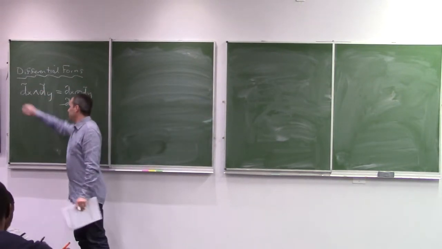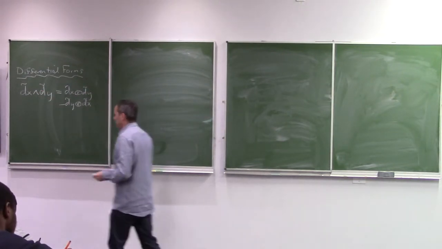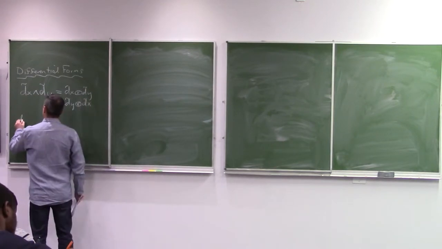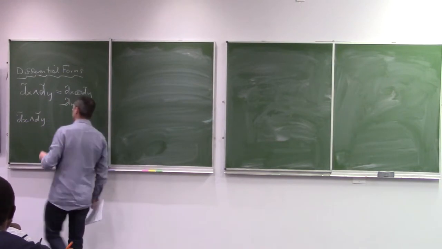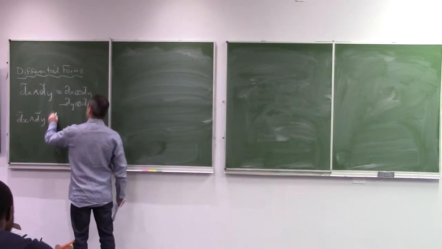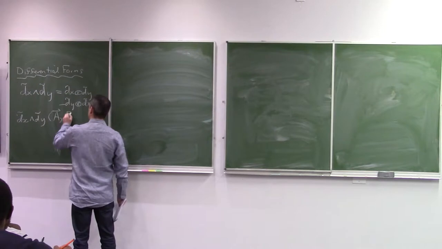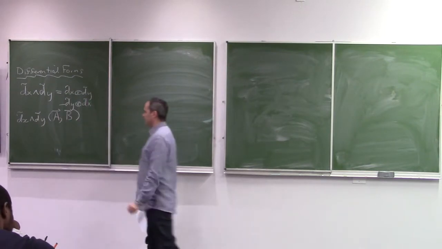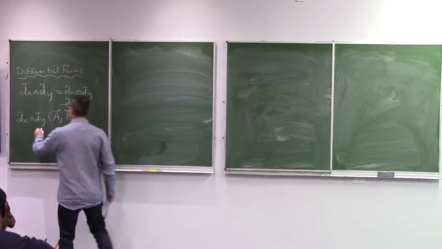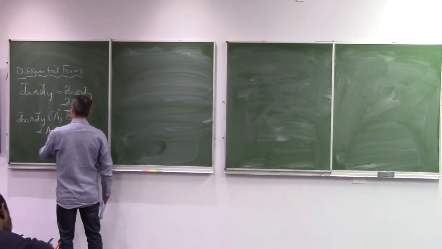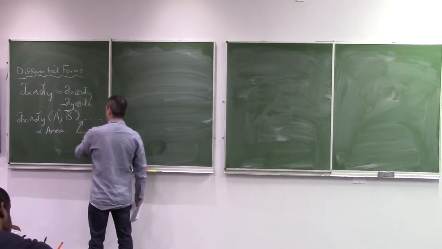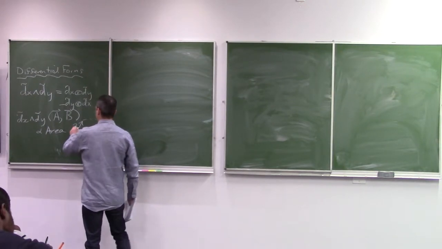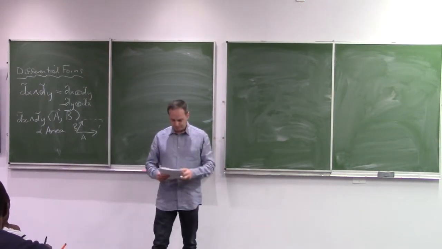This definition was motivated by wanting to give you something which, when I feed it, so this is a 0-2 tensor, and I feed it 2 vectors, gives me something which is proportional to the area of the parallelogram defined by these 2 vectors.